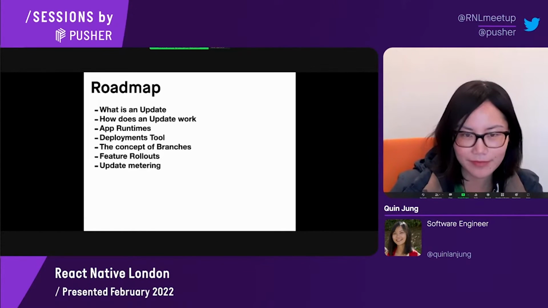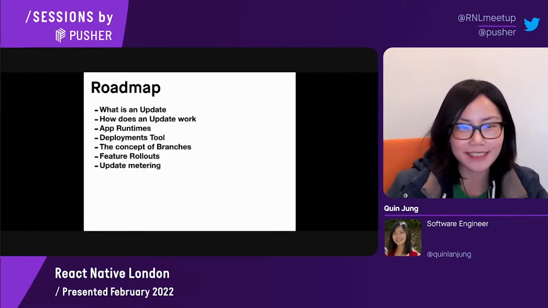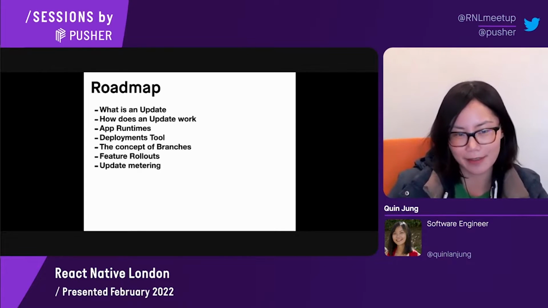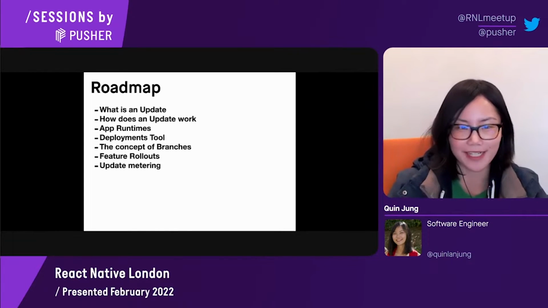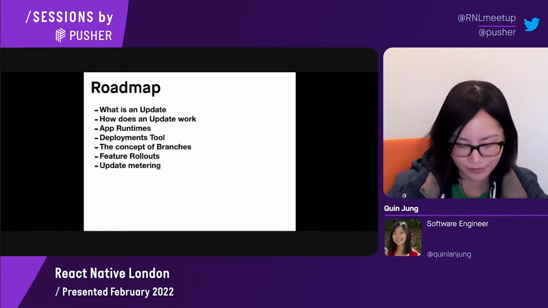So on our roadmap, I'll be going over what exactly an update is, how an update works, and the concept of application runtimes. I'll also be going over a feature we're releasing soon called the deployments tool, and I'll be going over the concept of branches and how they relate to updates. And I'll also be talking about things on our roadmap that we're going to be releasing later this year, such as feature rollouts and updates metering. All right, so let's get started.